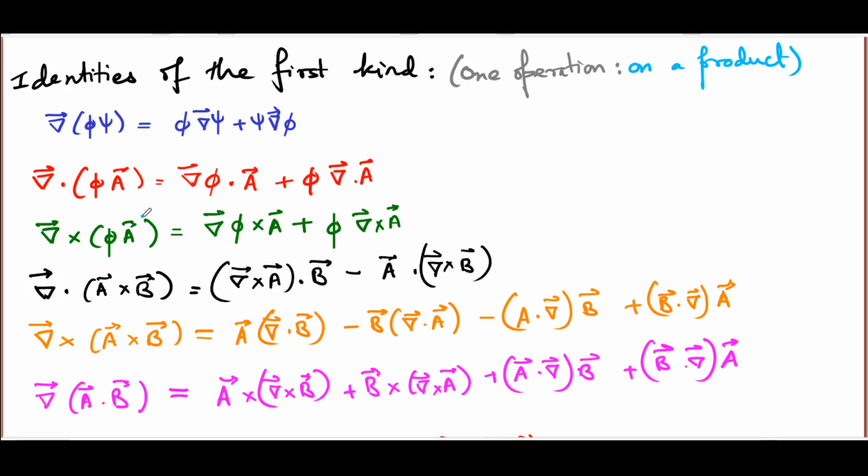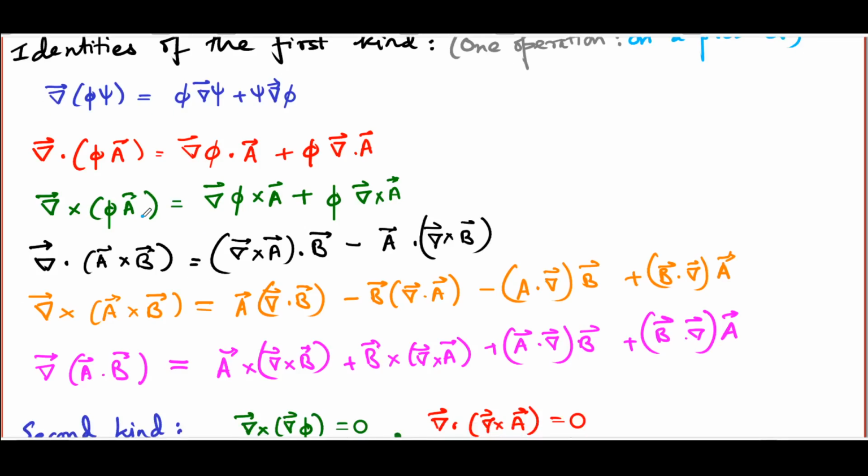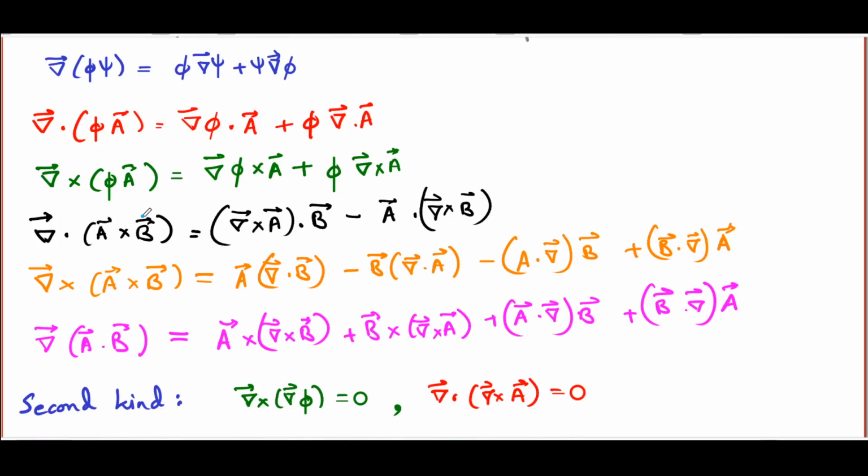In addition to these identities, we have also proven two identities of the second kind. These are identities where a succession of these differential operators act on a single entity. The ones we have proven so far in this lecture: curl of gradient of phi is 0 and divergence of curl of A is 0. We have a few more identities of the second kind left to prove, and we will take them up in the next lecture.